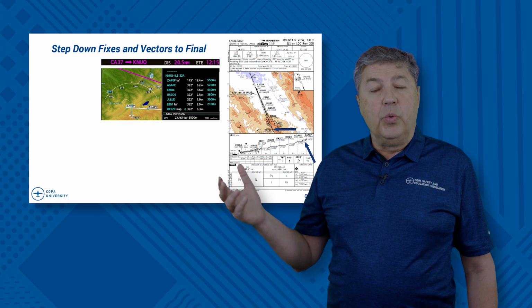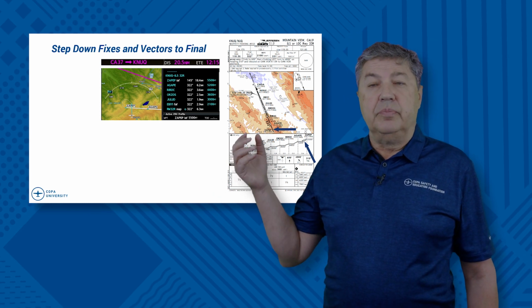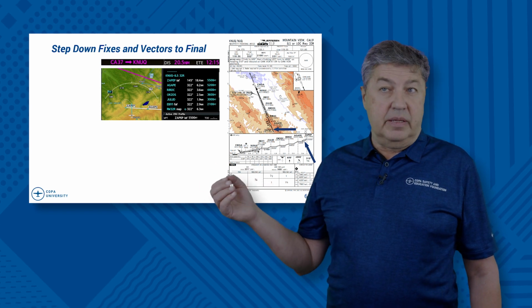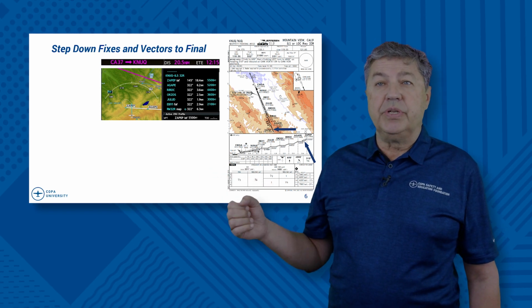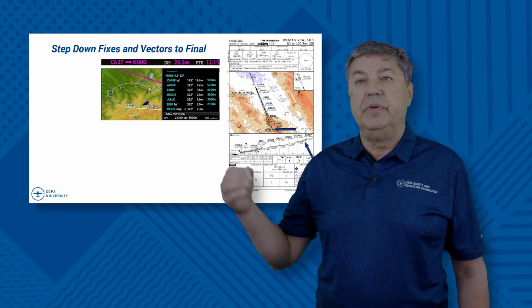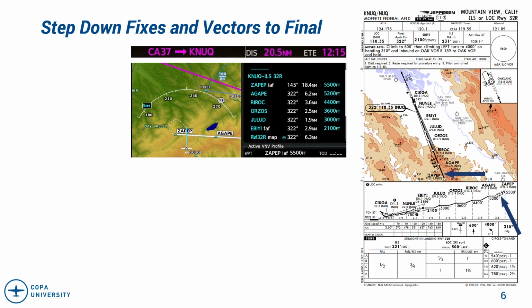This time, we are flying an approach, also an ILS, to Moffett Field in California. The difference between the two approaches is that we now have multiple step-down fixes before the final approach fix. We are in a similar position as before. We are being vectored to intercept somewhere between ZAPEP and AGAPE. So we could try to activate vectors to final.